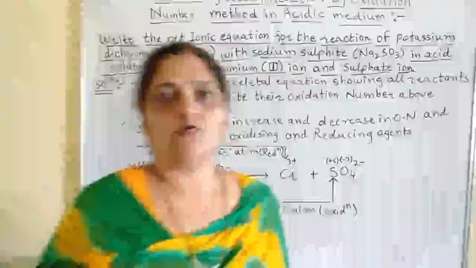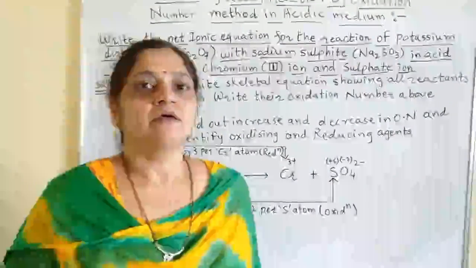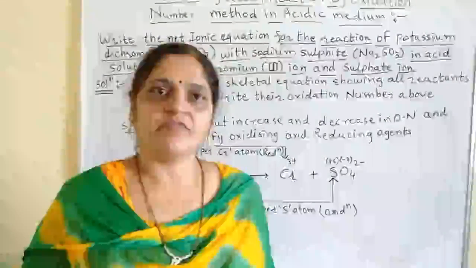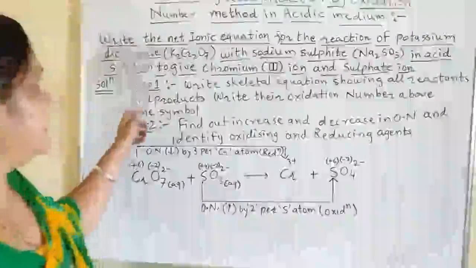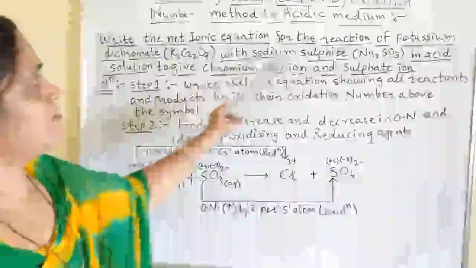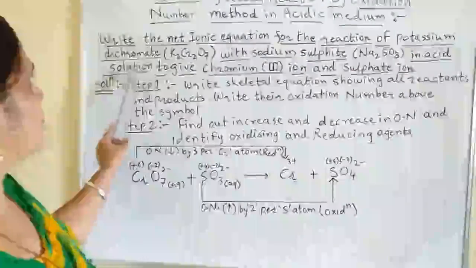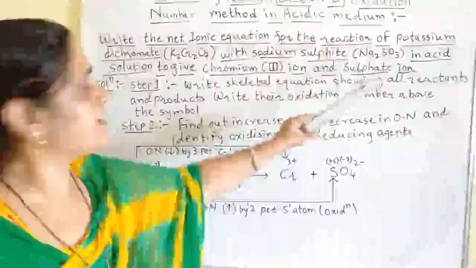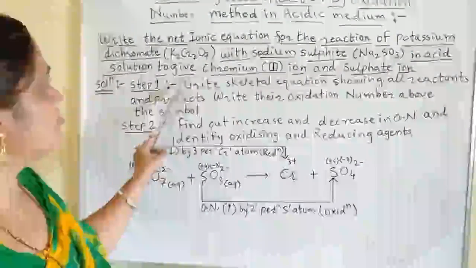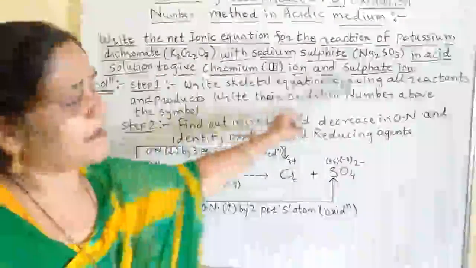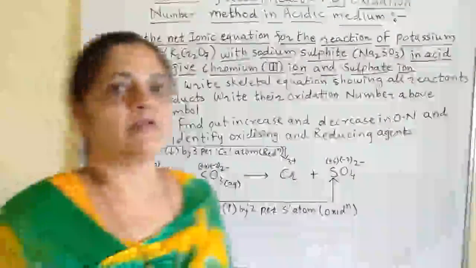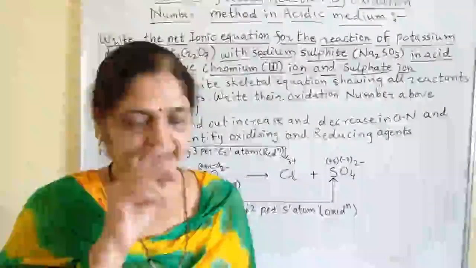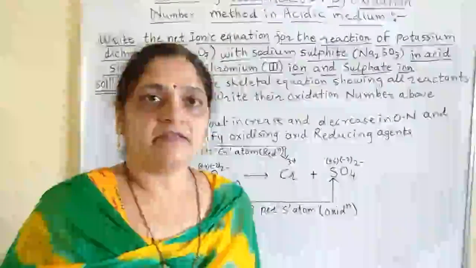Students, now see the second equation, how to balance the redox reaction. Here I have taken the example of an ionic equation. So the question is given in this way. Write the net ionic equation for the reaction of potassium dichromate with sodium sulfide in acid solution to give chromium 3 ion and sulfate ion. This is the ionic equation, and you do not have the skeletal equation ready-made in it.